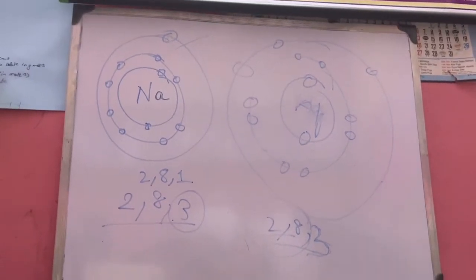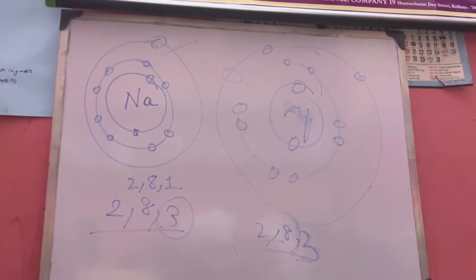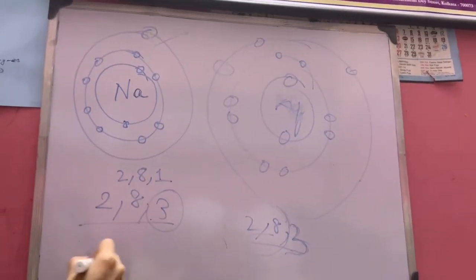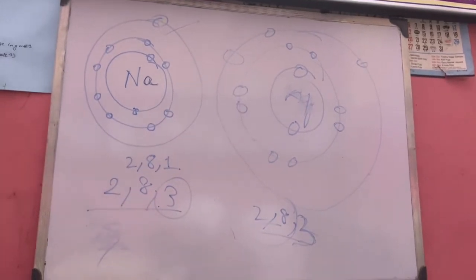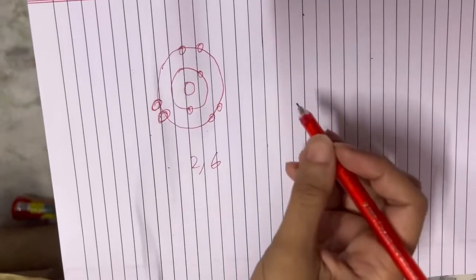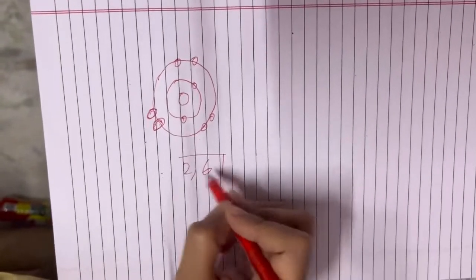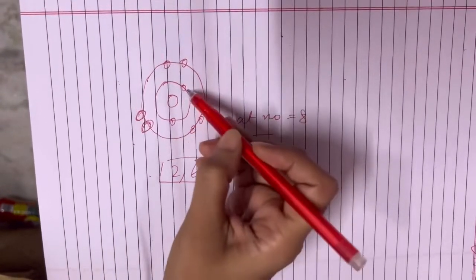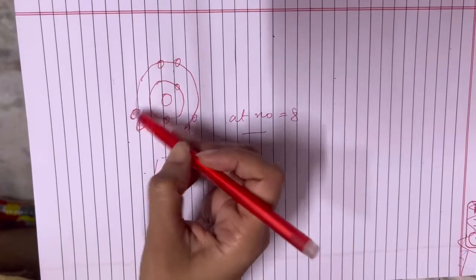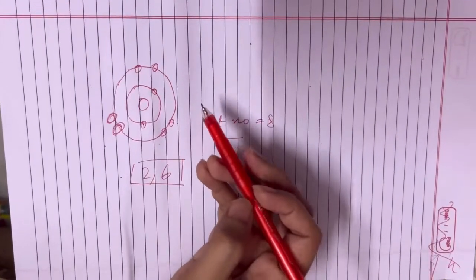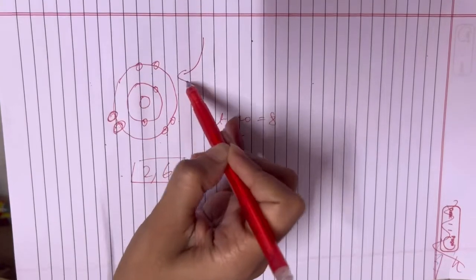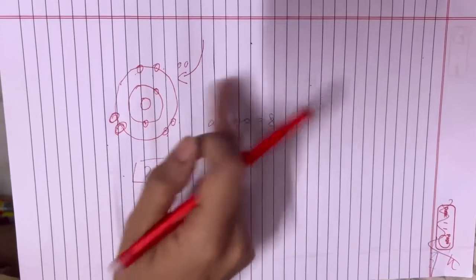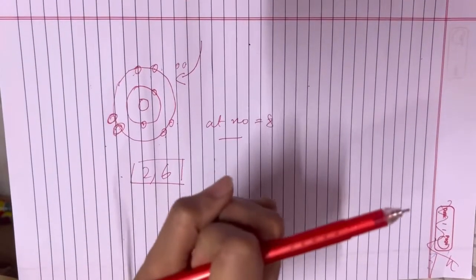But in case of oxygen, let's say, the atomic number of oxygen is 8. The electronic configuration is 2, 6. So 1, 2, 3, 4, 5, 6, 7, 8. Now in case of oxygen, it is much easier to accept 2 electrons rather than to get rid of 6 electrons. So oxygen will accept 2 electrons.